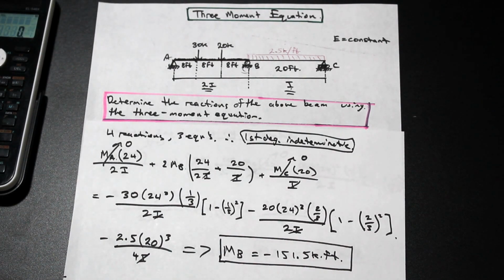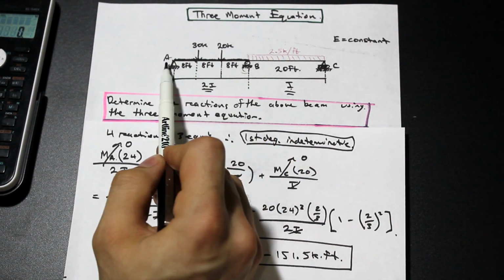We're probably going to break this up into two videos. In the next video, I'm going to show you how to apply MB in order to find the reactions at A, B, and C.